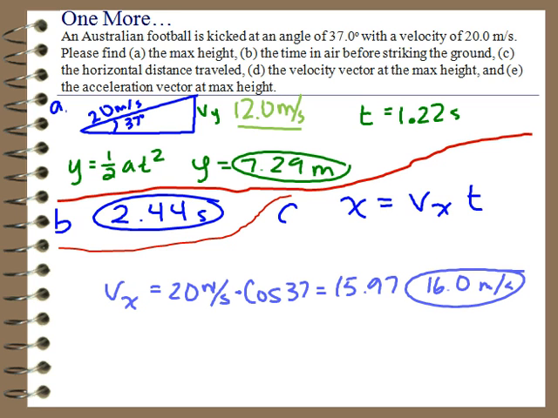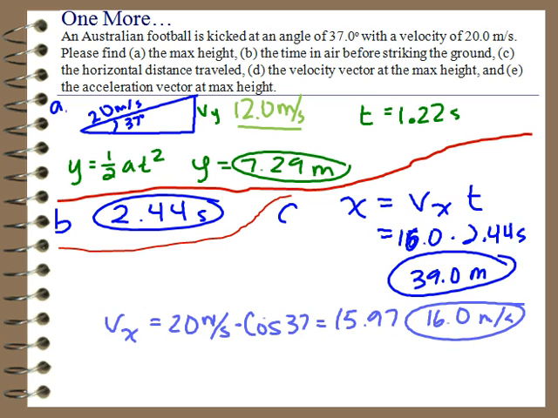Anyway, that is our velocity in the x direction, but that's not what it's asking. It is asking for the maximum displacement, so we've got to solve for x. So we got 16 and then the total time, and we get 39 meters. Great. So that's our answer for the maximum range. Now for D, D asks for a velocity vector at the maximum height. What would it be? Well, it's only going in the x and the y direction.